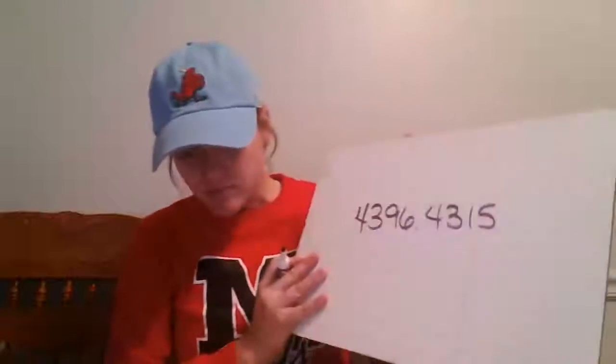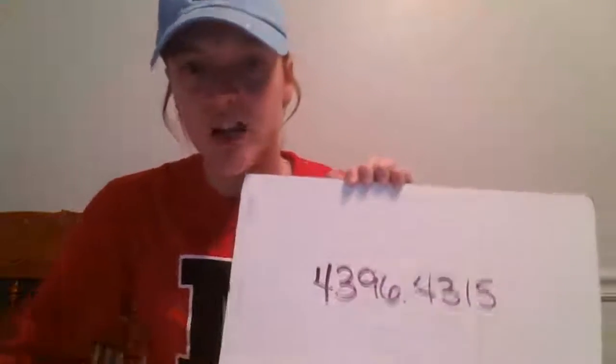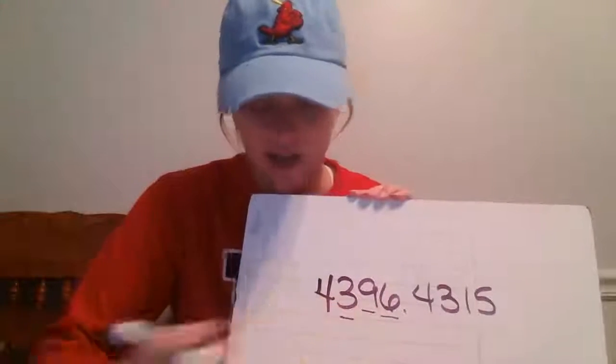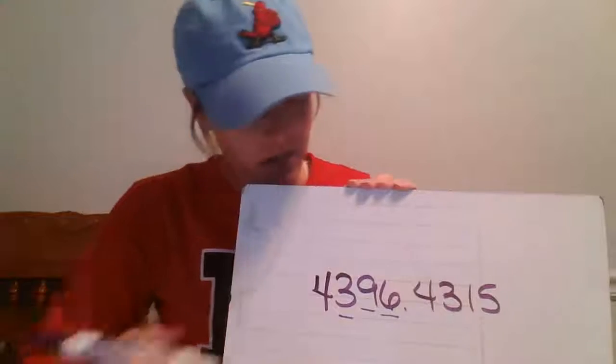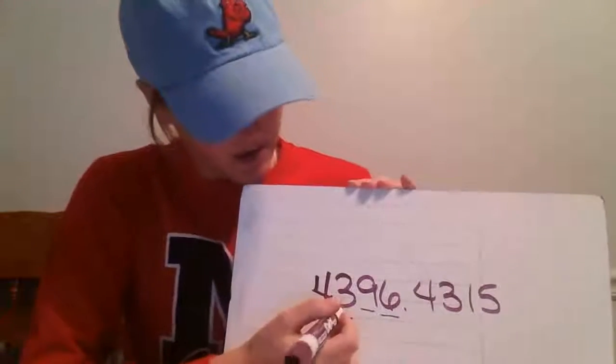Okay, now we'll just do a couple more because I know you guys are just itching to get your homework. So we're going to go on to example 6. So example 6 says it is 4,396.4315. Okay, and it says to round to the nearest hundreds place. Okay, so here we have ones, tens, and hundreds.